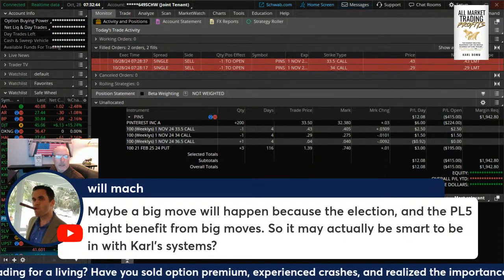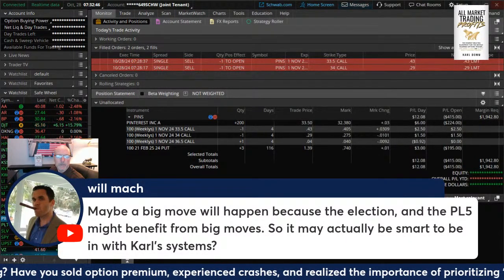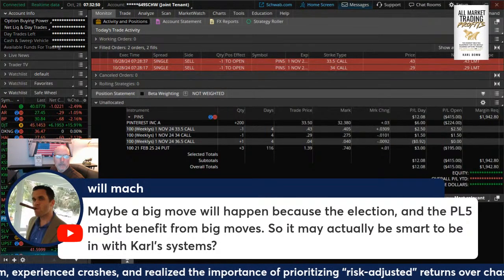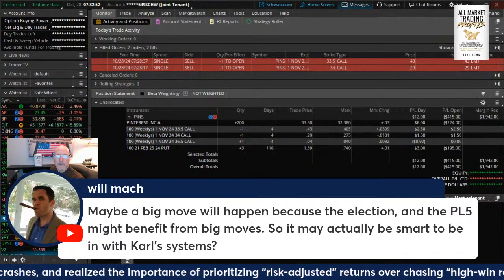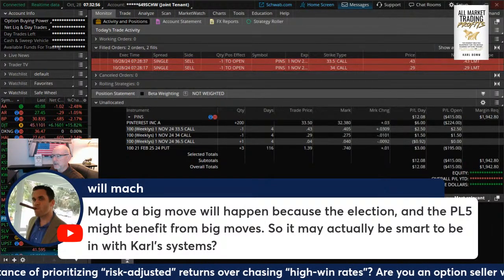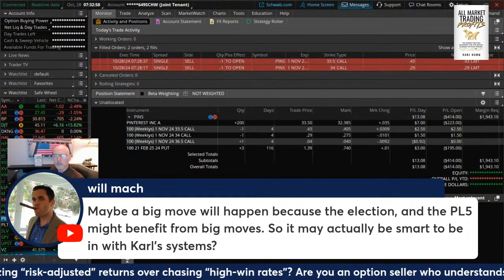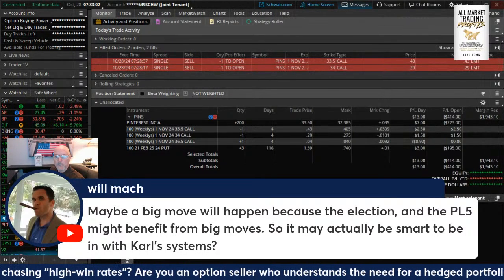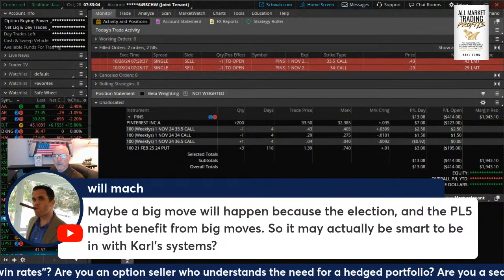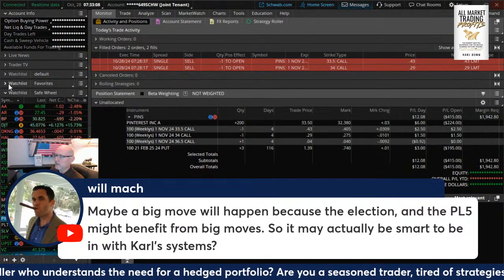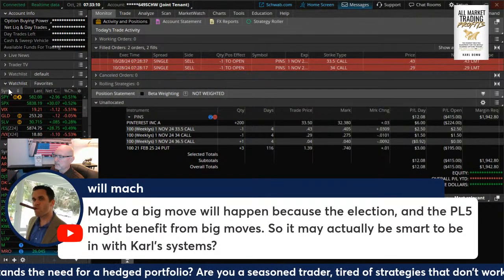Maybe a big move will happen because of the election, and the PL5 might benefit from the big moves. So it may actually be smart to be in with Carl's system. True, if the market crashes like it did August 5th, 2024, I was able to capitalize on that with the PL5 Pro. Or if the volatility drops, because the VIX has been relatively, let's see what it is.